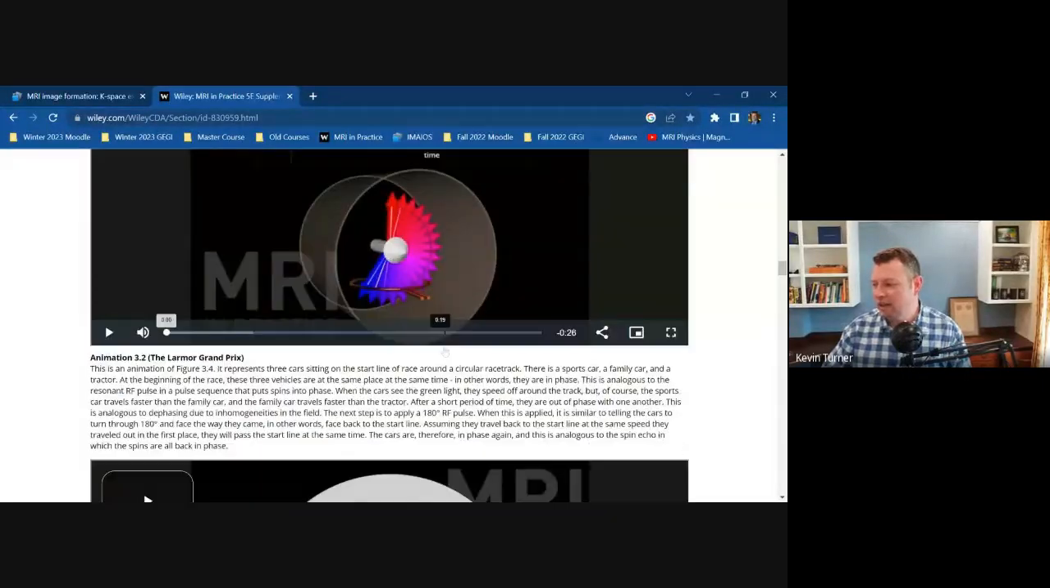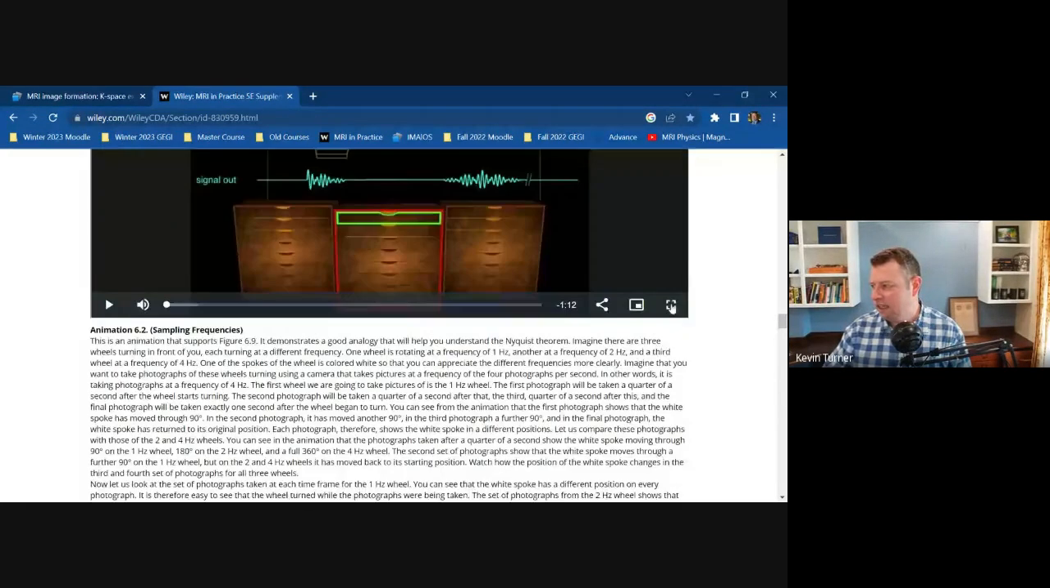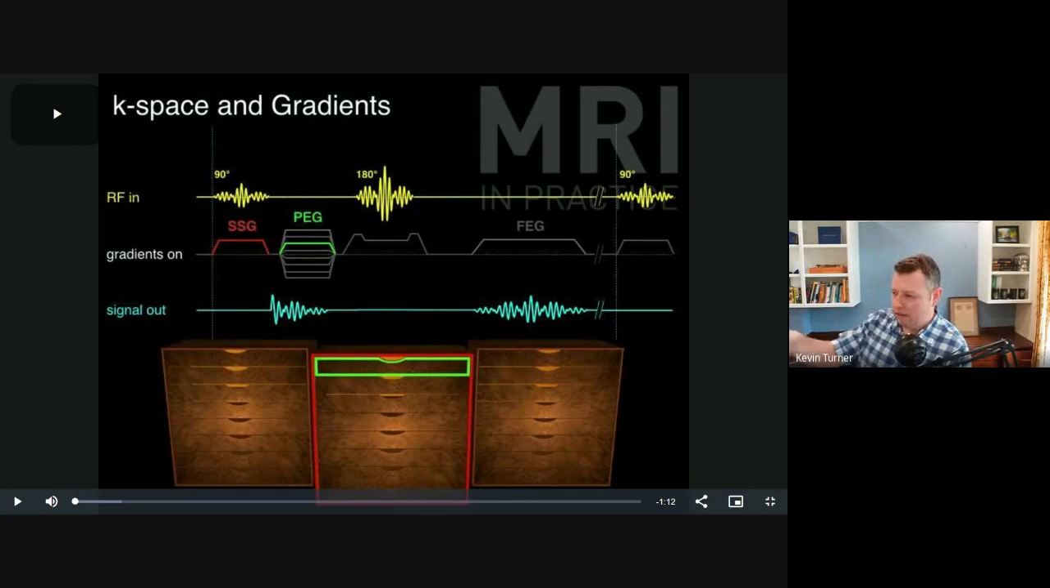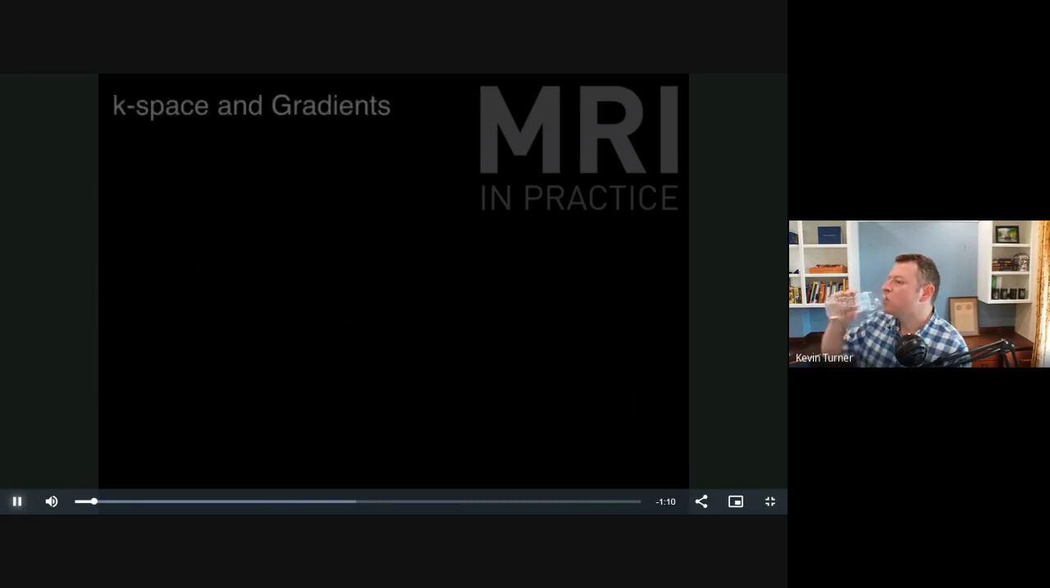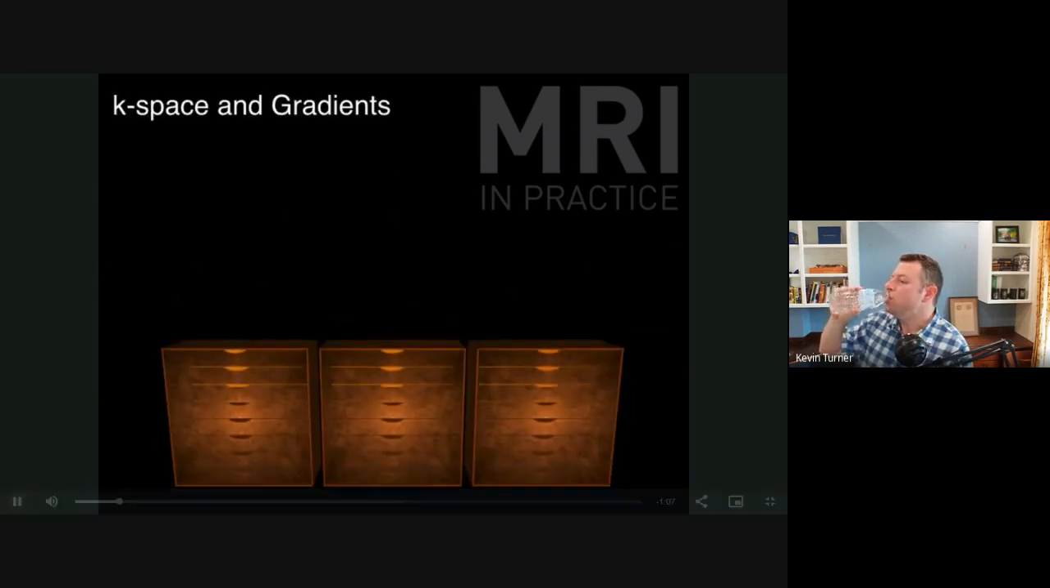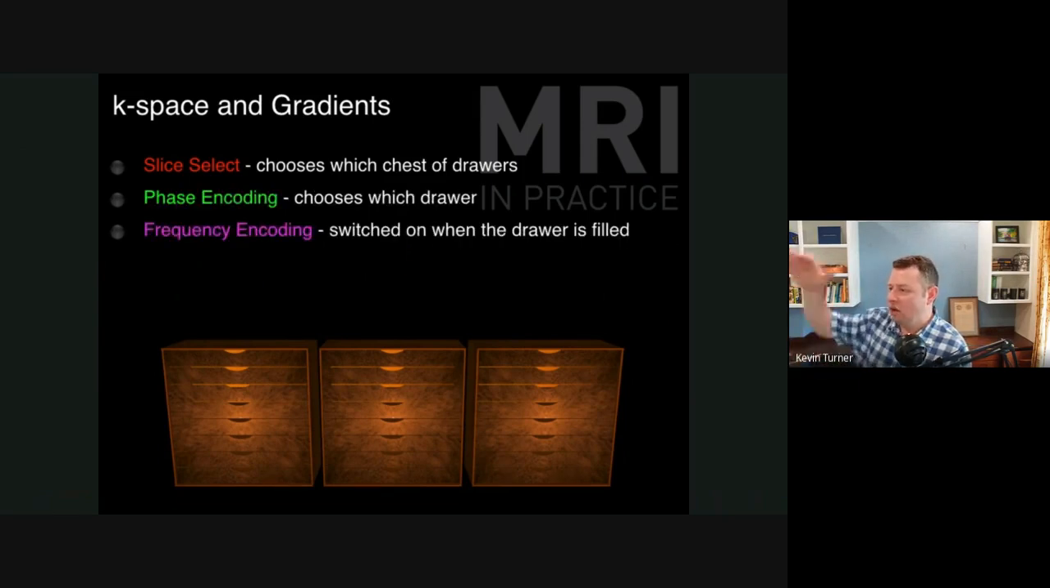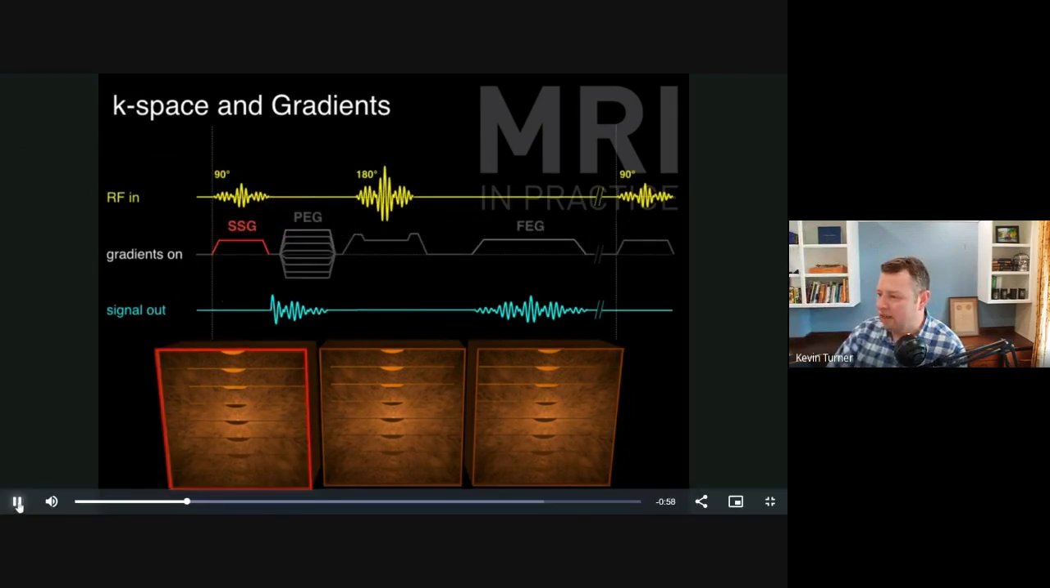So in MRI in Practice, the authors like to use this analogy of filling socks into a chest of drawers. So here we have the slice select gradient being turned on first. Here's a pulse sequence diagram, and then we have three chests of drawers. This is representing an image or a pulse sequence with three slices. Right. So we have three different K-spaces. Slice select is going to choose which chest of drawers, which K-space. Phase encoding chooses which drawer, and then frequency encoding turns on when the data points are happening.